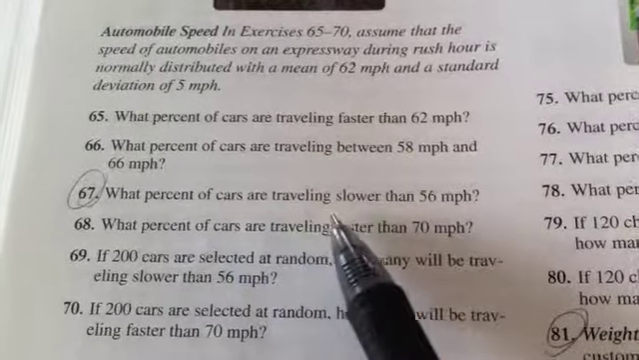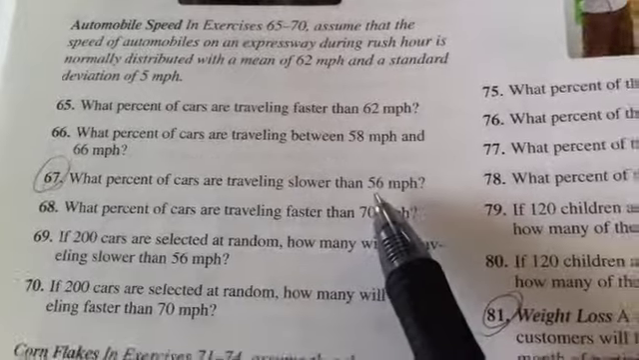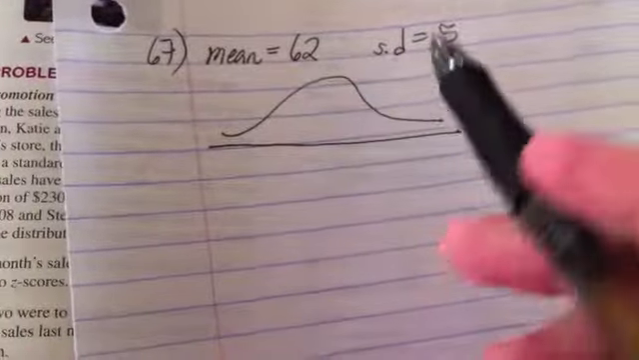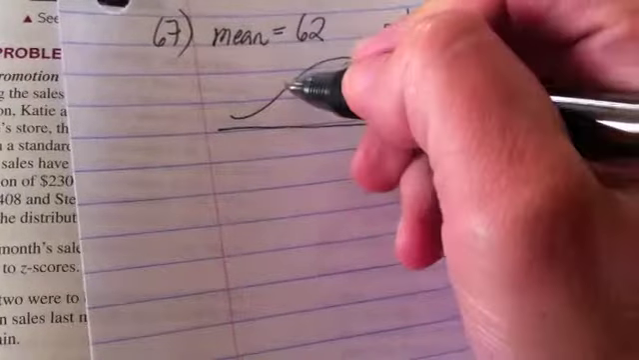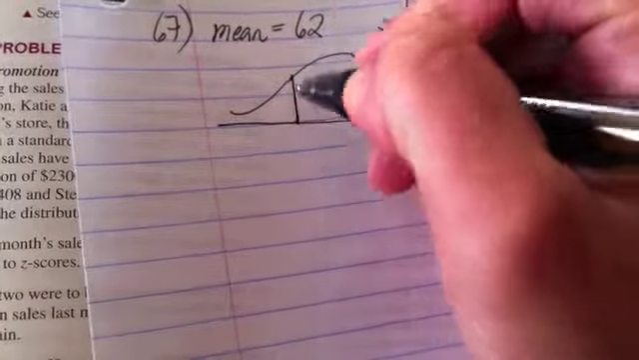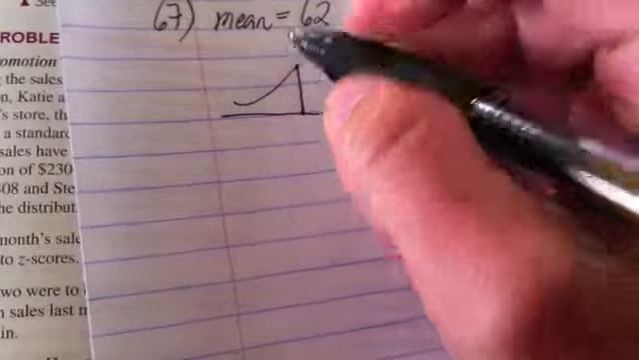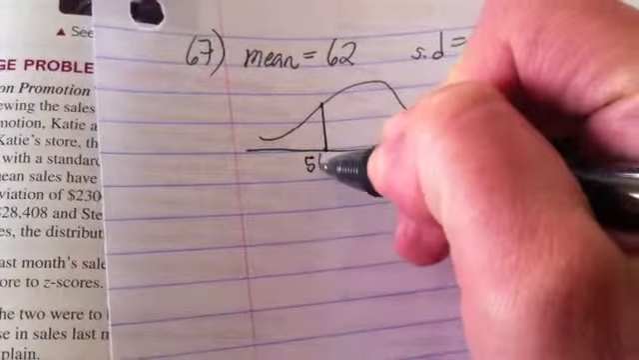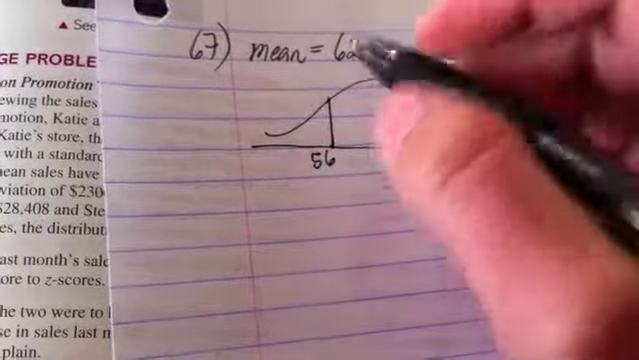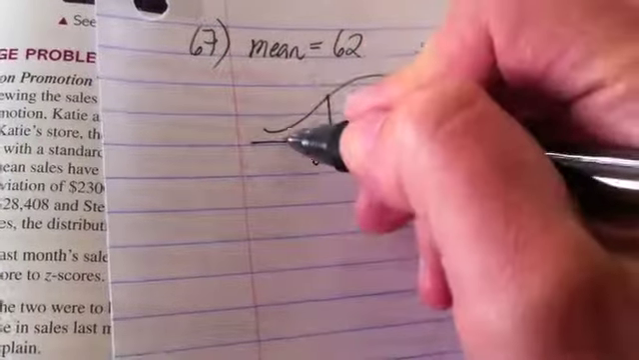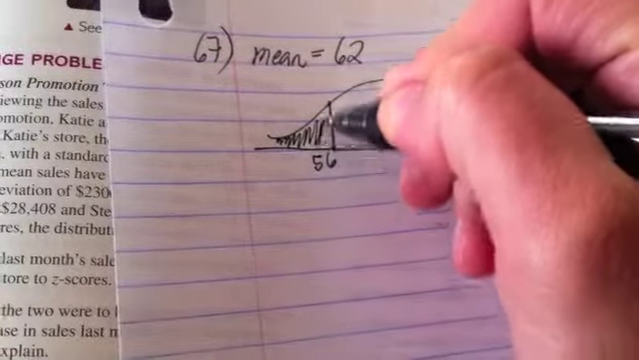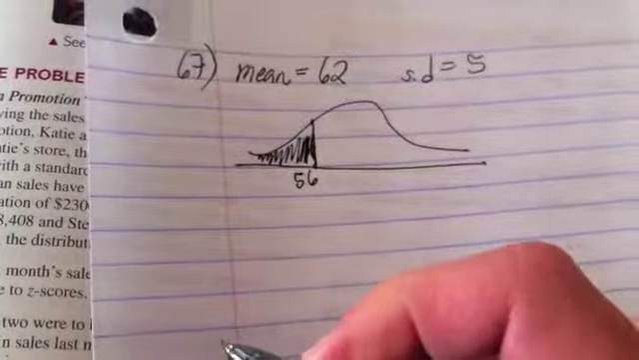So here they're telling us that there's a mean of 62, a standard deviation of 5, and they want to know what percent are traveling slower than 56. So if I draw it, mean of 62, standard deviation of 5, and we want slower than 56. I'm not going to even bother putting the mean on here anymore. You just want, throw 56 on there. You want slower than it, so less than 56.